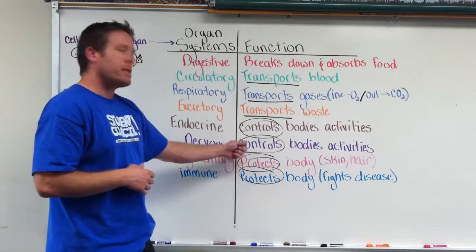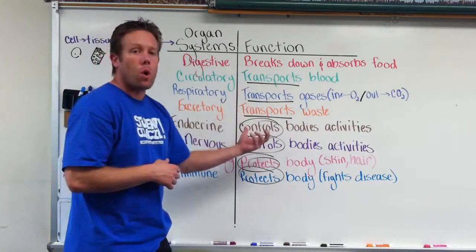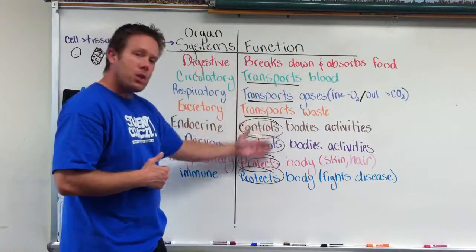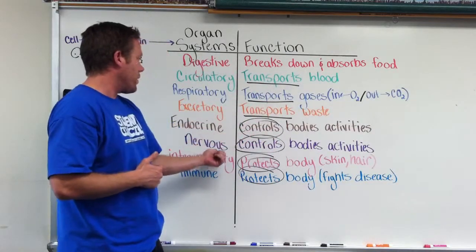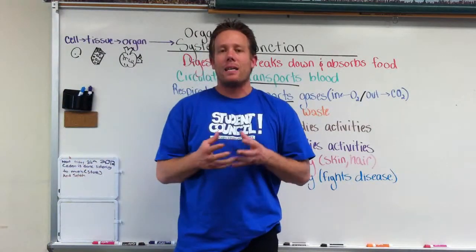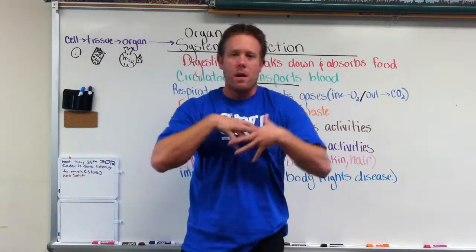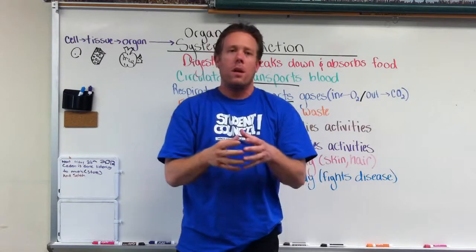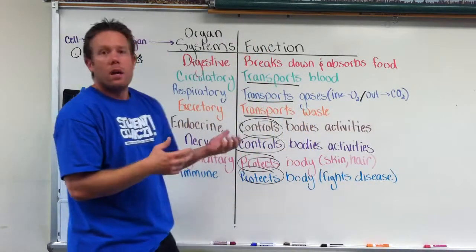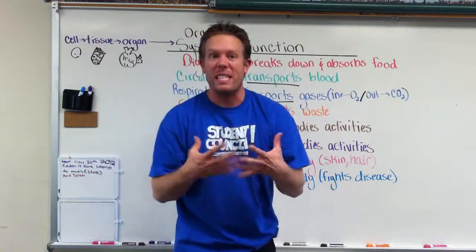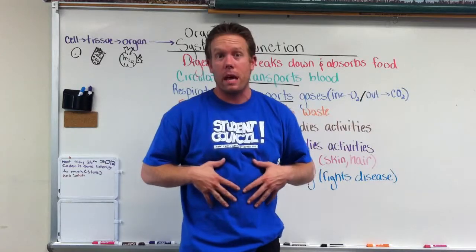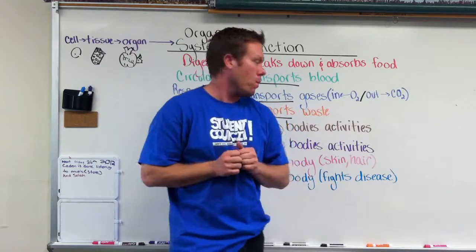Now we have two organ systems that specifically control the body's activities. These transport, these two control. We have the endocrine and the nervous. The endocrine system controls the body's activities. It tells you when you're warm, when you're cold, and that sort of thing. Like if you're nervous for a test and you have that anxiety in your stomach, that would be kind of the endocrine system working.